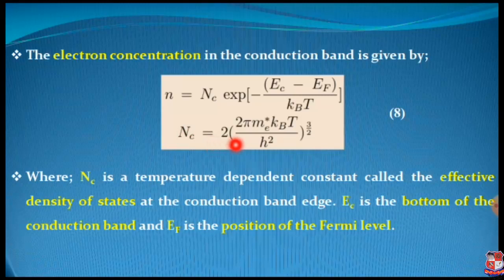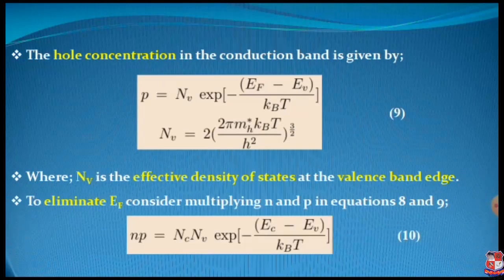Nc is equal to 2 times (2 pi m_e star kBT upon h square) raised to 3 by 2, where Nc is a temperature dependent constant called the effective density of states at the conduction band edge. Ec is the bottom of the conduction band, and Ef is the position of the Fermi level. So this was all about the electron concentration.